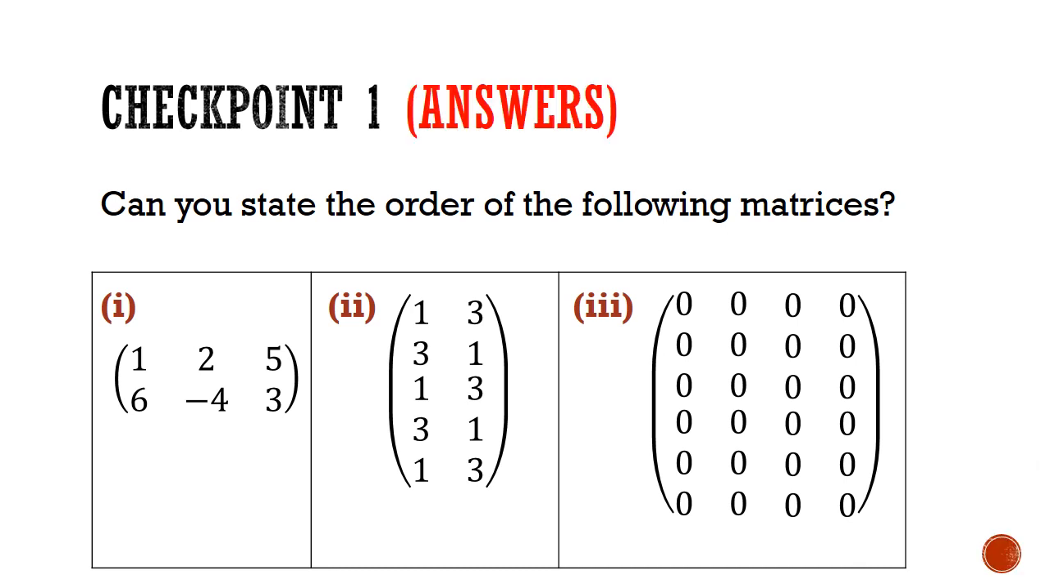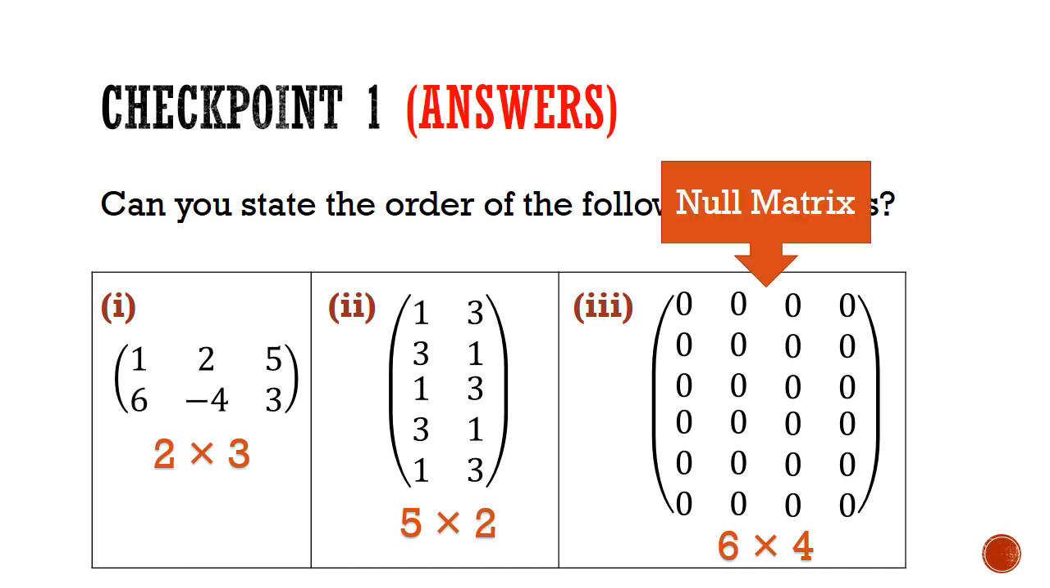Let's go through the answers. The order for part 1 is 2 by 3. For part 2, it is 5 by 2. And for part 3, it is 6 by 4. The matrix in part 3 is particularly interesting in the sense that every entry in this matrix is 0. We call this special type of matrix a null matrix.